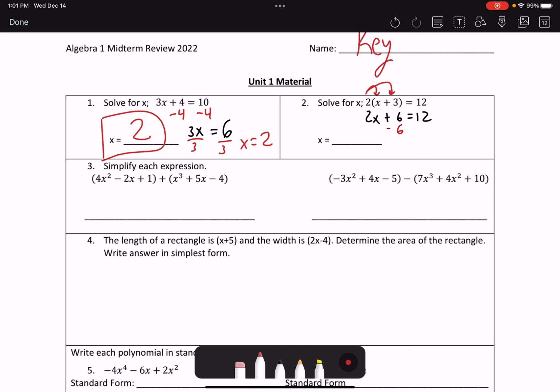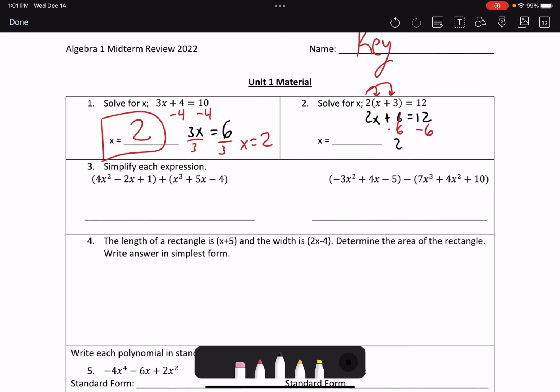Then I would subtract 6 from both sides, and that will leave me with 2x is equal to 6. My last step will be to divide by 2, leaving me with x is equal to 3. Or, we're going to see if this matches on both of these.